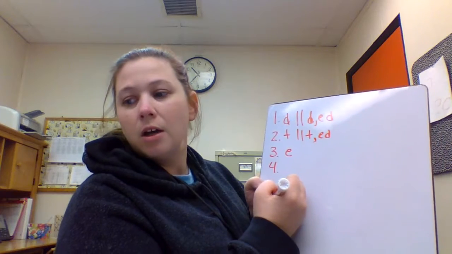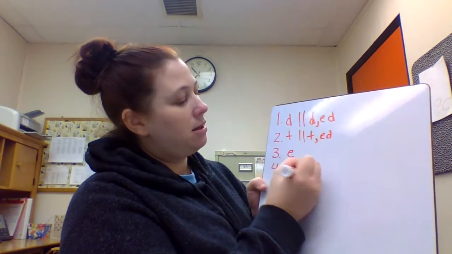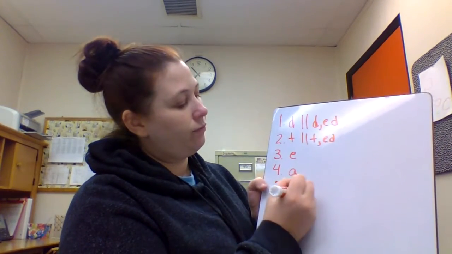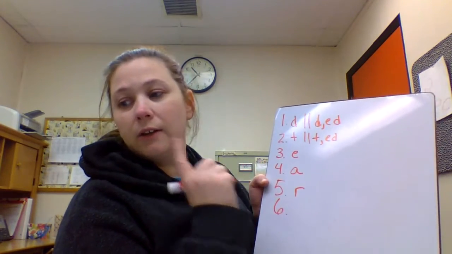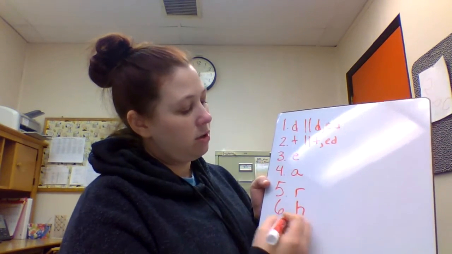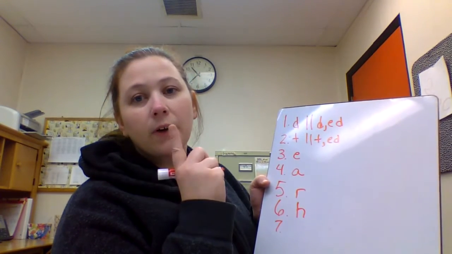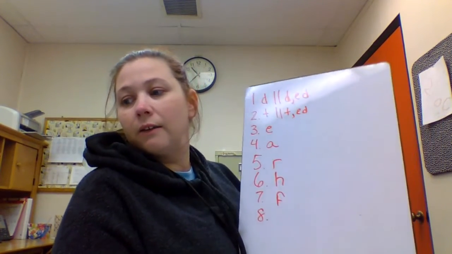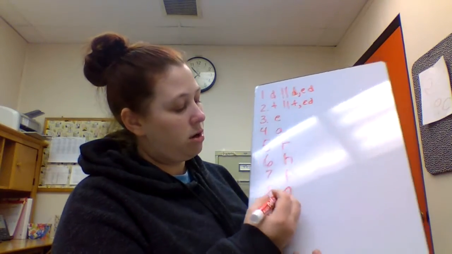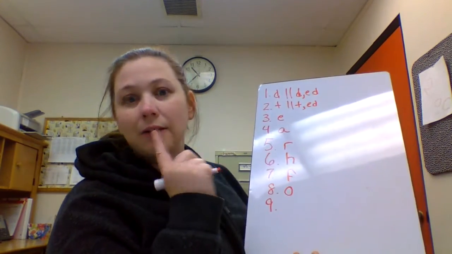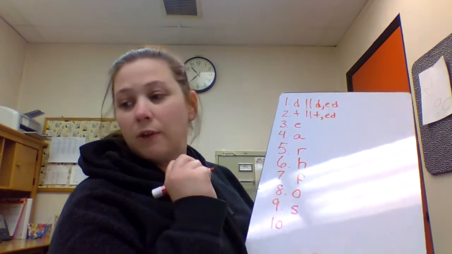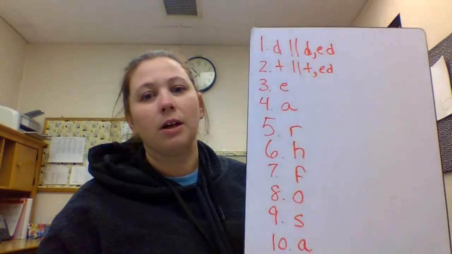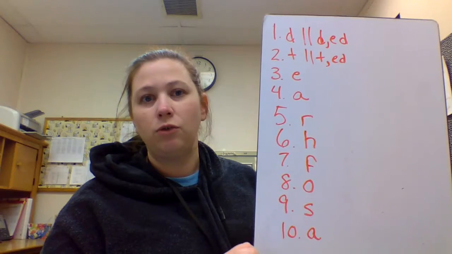Today we're going to learn a new one. Number 4 is A, A. Number 5 is... Number 6 is H. Number 7 is F. Number 8 is O. Number 9 is S. And number 10 is A. Make sure you have these written down on your board, on your paper, and pause if you need to have time to write it.